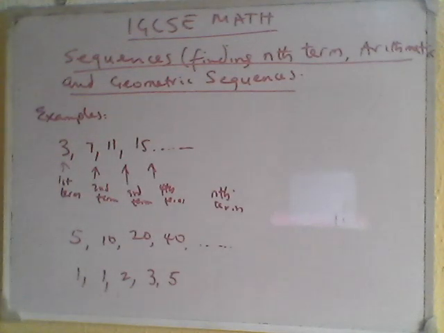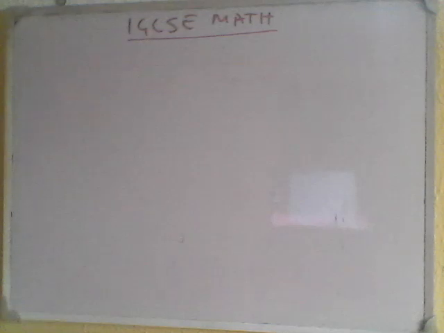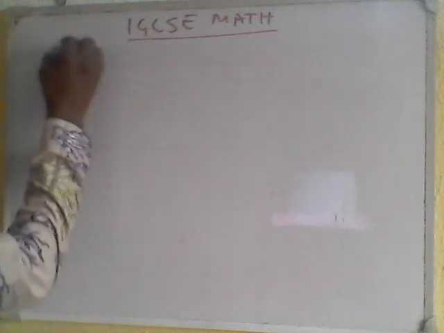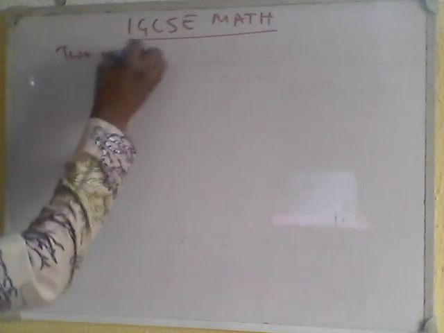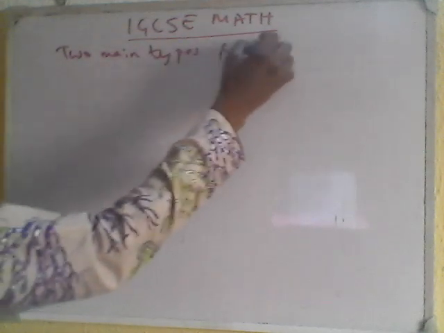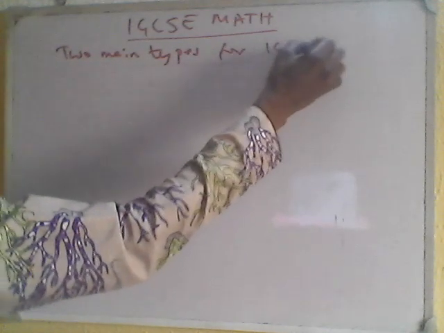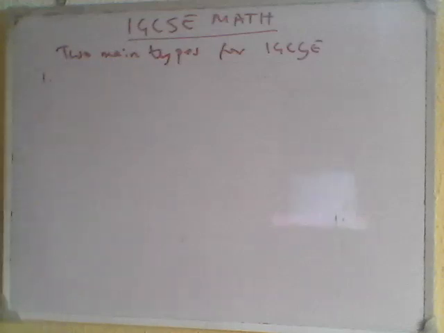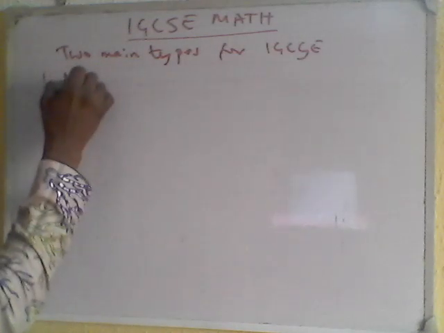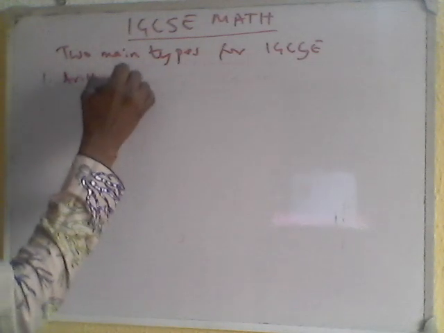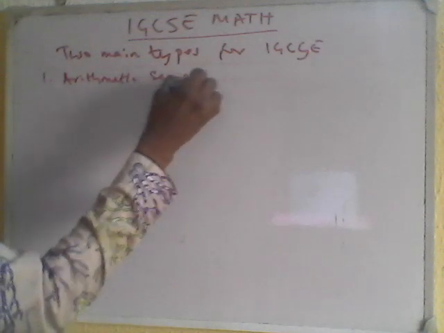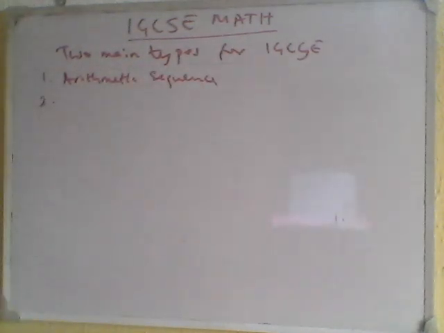All right. So there are two main types of sequence for IGCSE. The first one is the arithmetic sequence, and the second one is the geometric sequence.